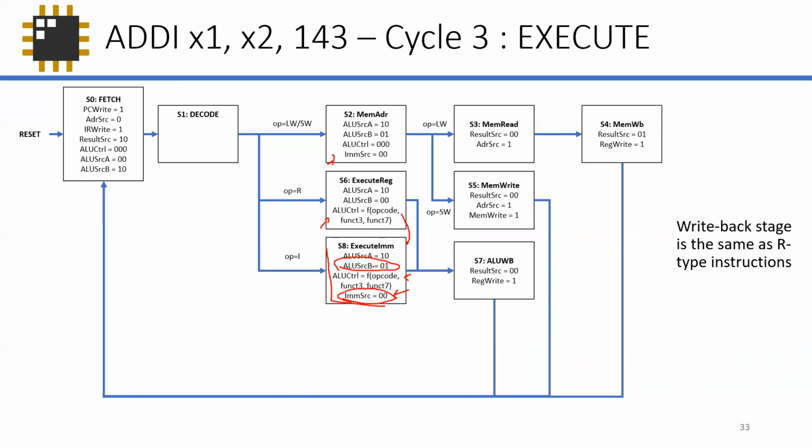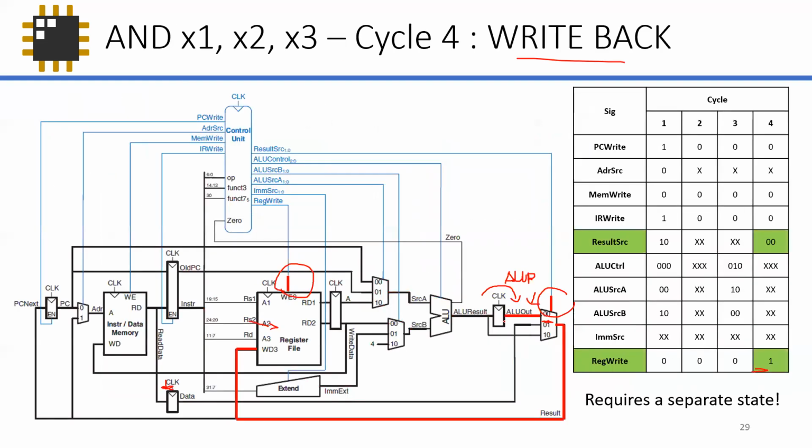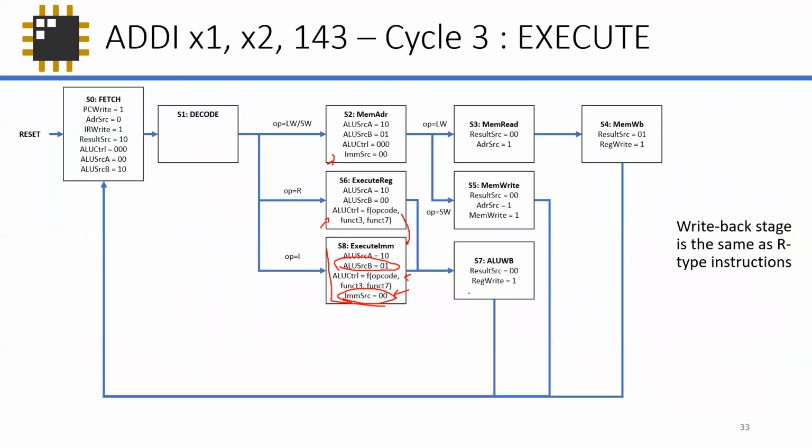But then in the next cycle, when we write back, it uses the same write back state of the register. If you go back a bit, if you put it into the immediate instruction, it's loaded here, and you just write back like a normal register. So that's why immediately after execute of the immediate instruction, you write back immediately. You go to the same ALU write back.